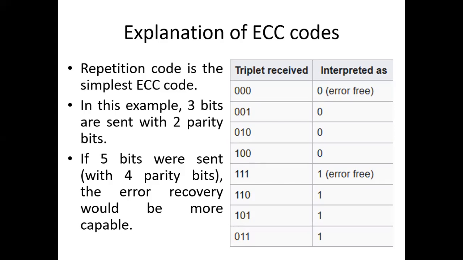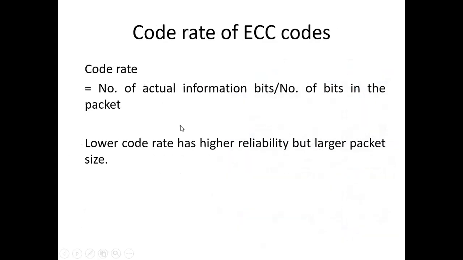So this ratio is called code rate. Just a number. So here you have 3 bits to transfer 1 information bit. So the code rate is 1/3. So this is code rate: the number of actual information bits compared to the number of bits in the packet.